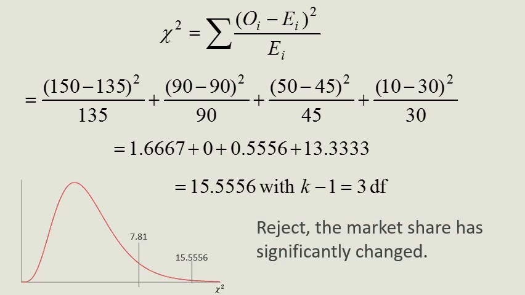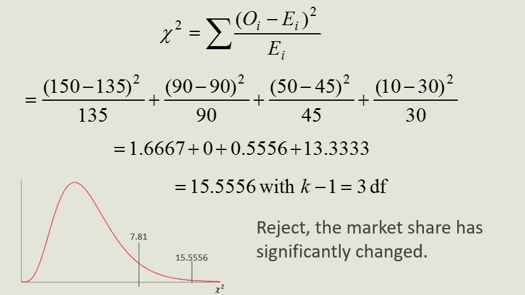And to get a sense of exactly how it has changed, we can look back at the calculation. The largest contributions to the sum reflect categories where the observed values are relatively far away from the expected value. Since the other category is the major contributor to the chi-squared sum, we can infer that its market share has changed the most.